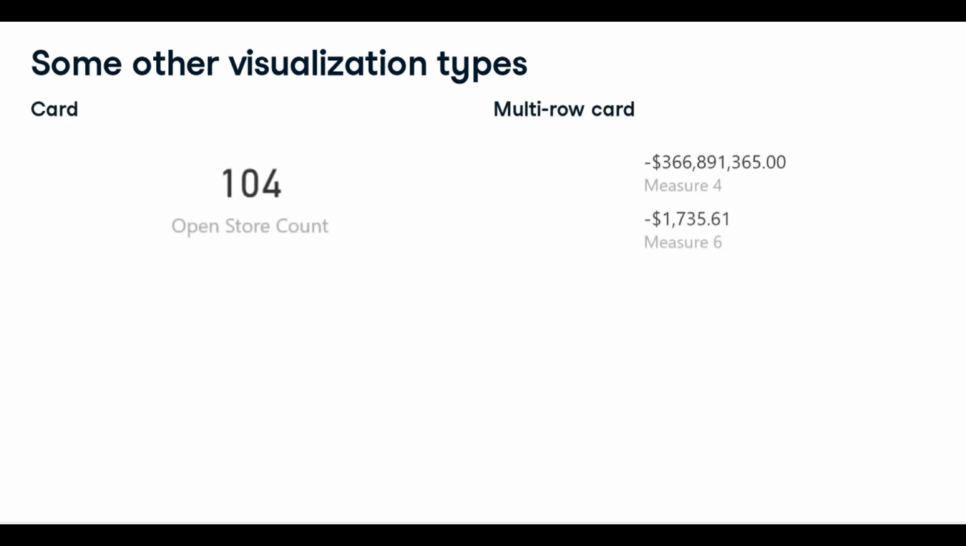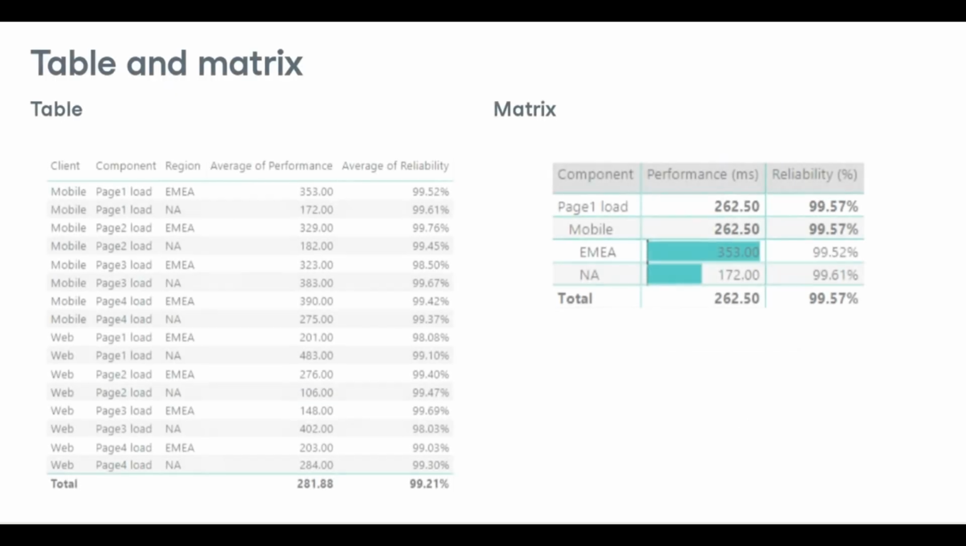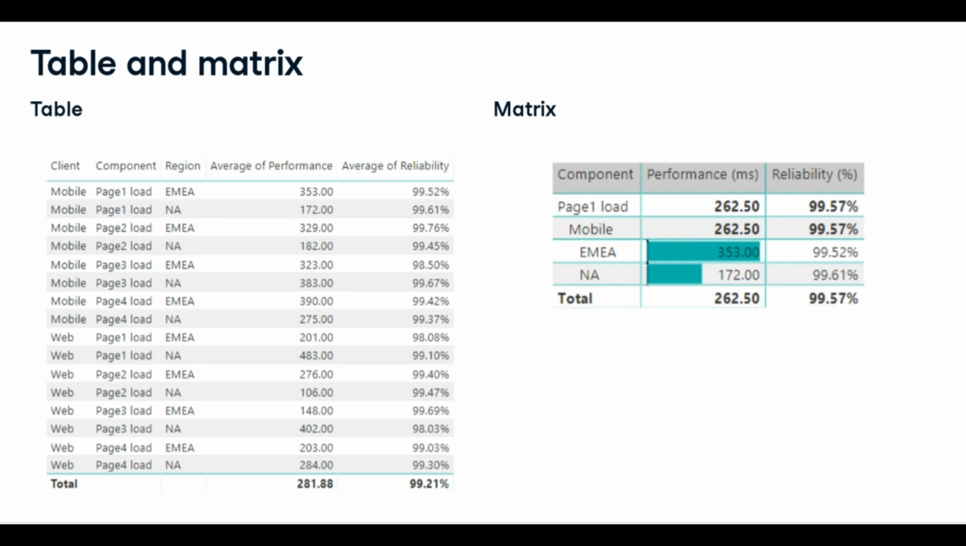The next set of visuals are designed to show one or two values and are used for showing the overall level of performance. Cards show one value, whereas multi-row cards can display multiple. Gauge and KPIs are designed to show actual data compared to budgeted data. Both of these visualizations show detailed text data in a tabular format.